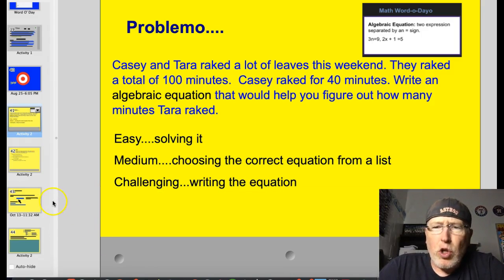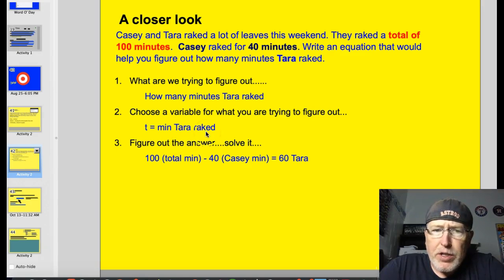Let's take a closer look at how I would like you to go about doing that in these situations. You got to start thinking about, first of all, what you're trying to do. In this situation, we're really trying to figure out how many minutes Tara raked. That's what we're trying to figure out. The second thing is what variable you're going to use. So if you're using it for the amount Tara raked, I'm going to use t for Tara. So I've chosen my variable.